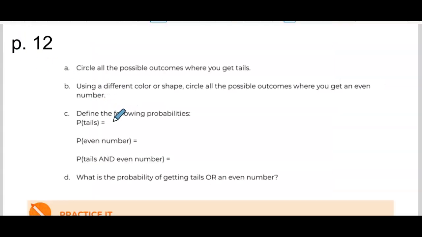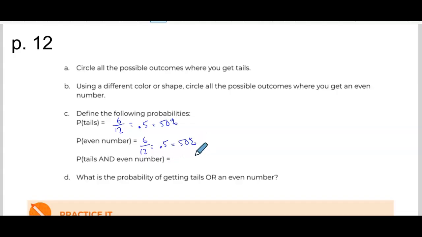Define the following probabilities. Probability of getting a tail. Well, I did circle 6 different tails, right? And there were 12 outcomes total. So that would be 6 out of 12, which is 0.5 or 50%. Probability of getting an even number. Well, that was also 6 even numbers out of 12, so also 0.5 or 50%.